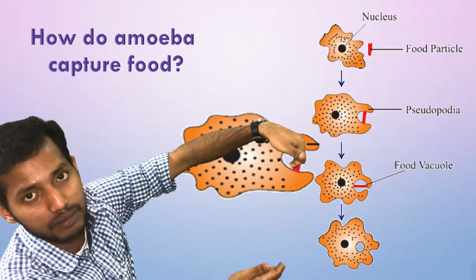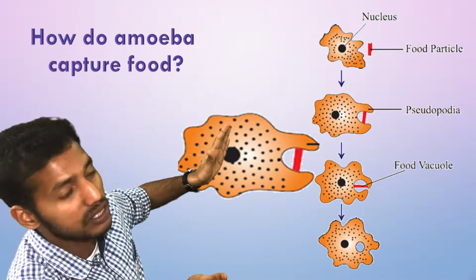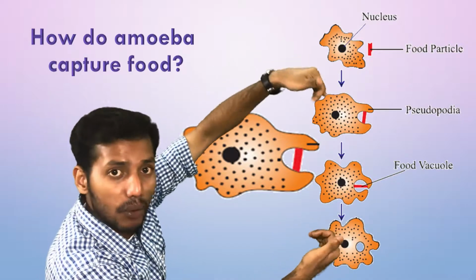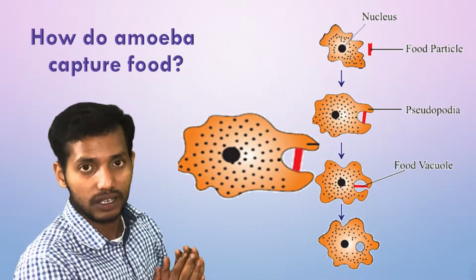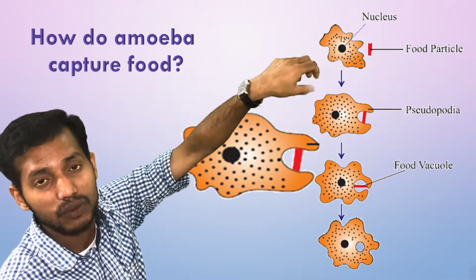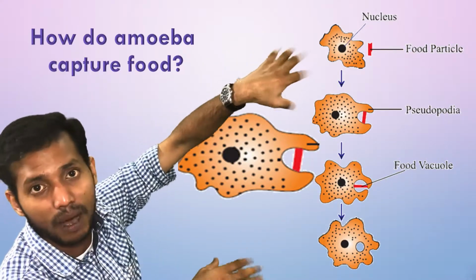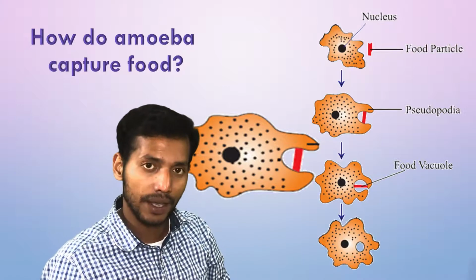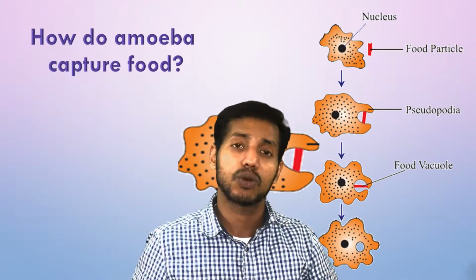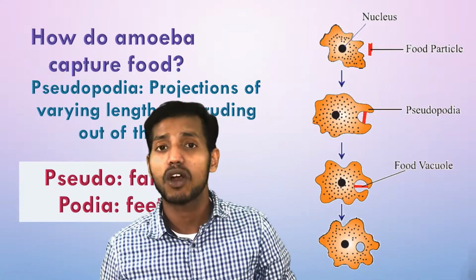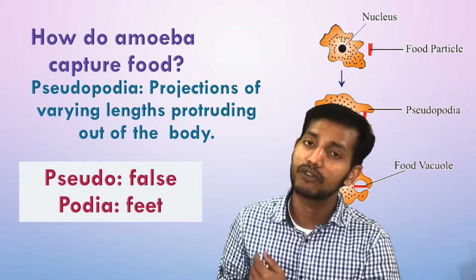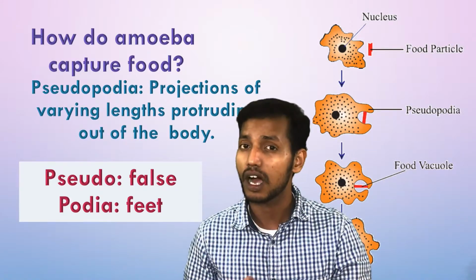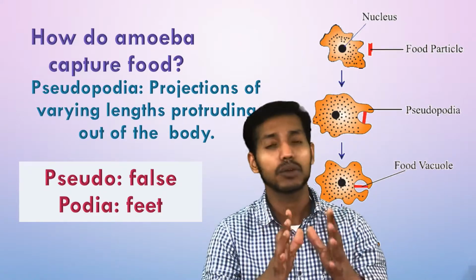So when the food particle comes, the amoeba changes its shape. Projections of varying length protrude out of the body. That part is called pseudopodia. Pseudopodia helps in capturing as well as the movement of the amoeba. When the amoeba moves, its shape changes continuously. So what is pseudopodia? Pseudopodia means false feet. Pseudo means false and podia means feet. Projections of varying length protruding out of the body are called pseudopodia.